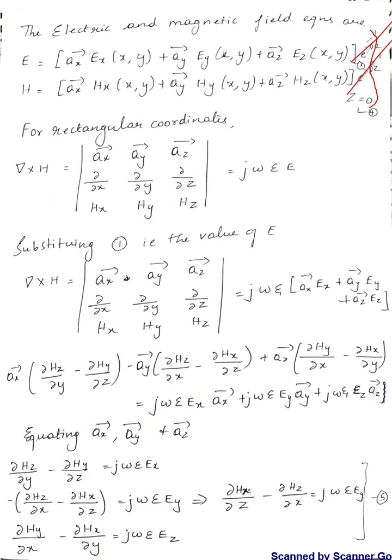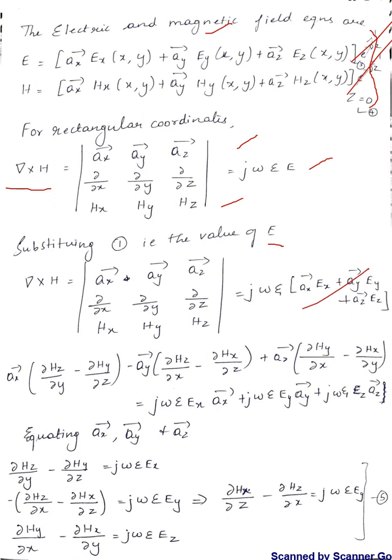So the same process, that is for rectangular coordinates, we have to find in determinant form, that is del cross H is equal to, we are going to have Ax, Ay, Az vectors and dou by dou x, dou by dou y, dou by dou z, and since it is H, we are having three components Hx, Hy and Hz, which is nothing but j omega epsilon E. Now instead of E, I can substitute this equation. So if I substitute this equation, I'll be getting this.